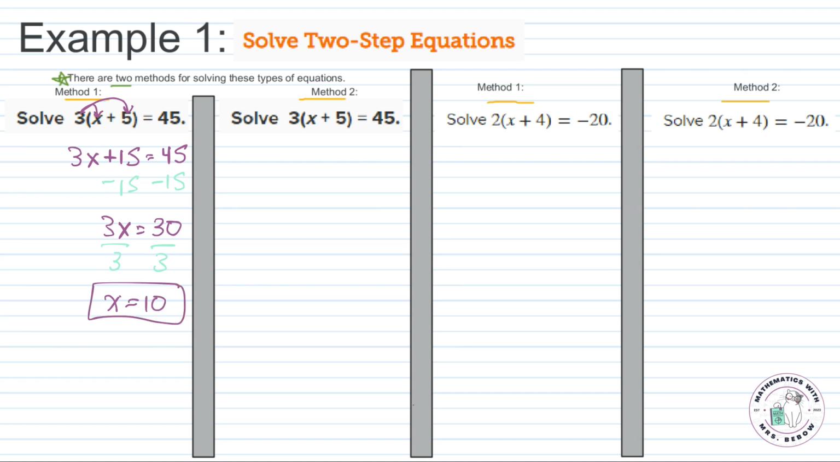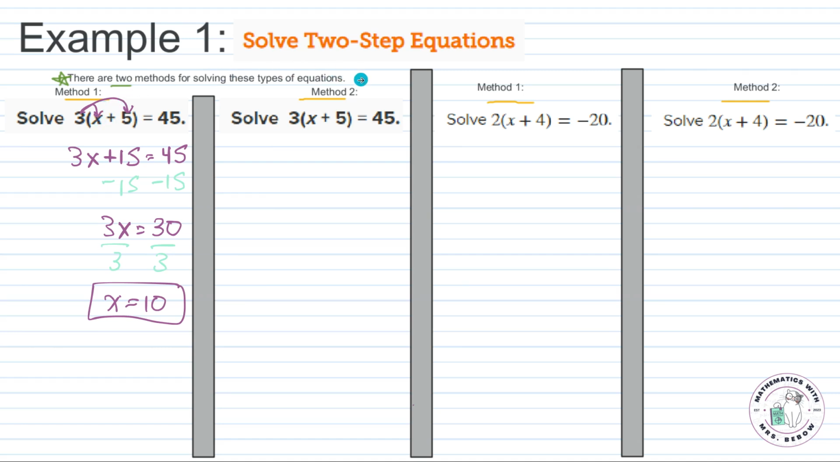As a reminder, equations are awesome because you can easily go back and double check your answers. If we take what we found for x and plug it back into the original equation, if I put in 10 for x, we do 10 plus 5, that's 15. And then 3 times 15 is 45. So we know we solved it correctly.